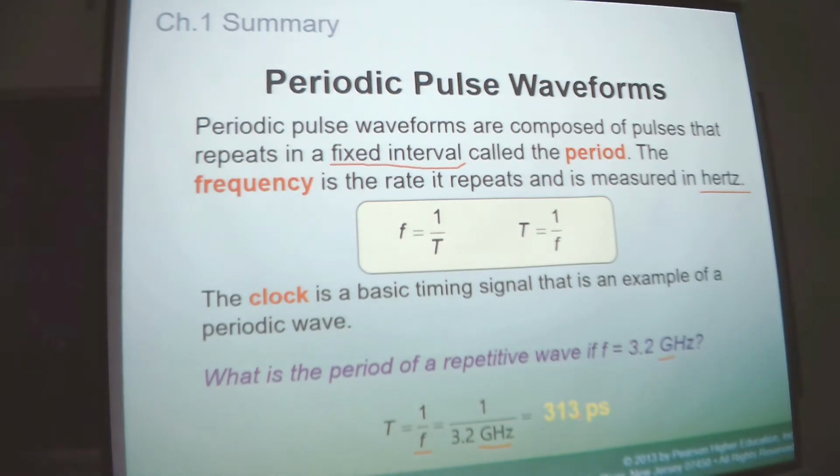Sorry, 1 ps equals 10 to the power minus 12 second. And 1 ns is 10 to the power minus 9 seconds.